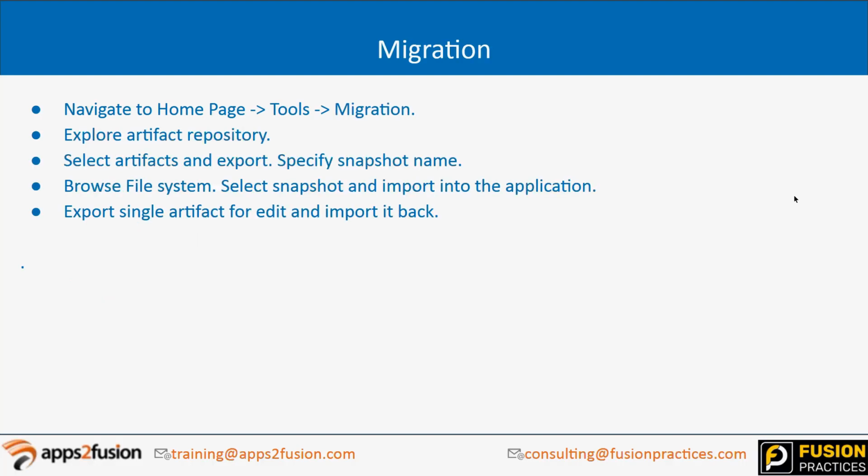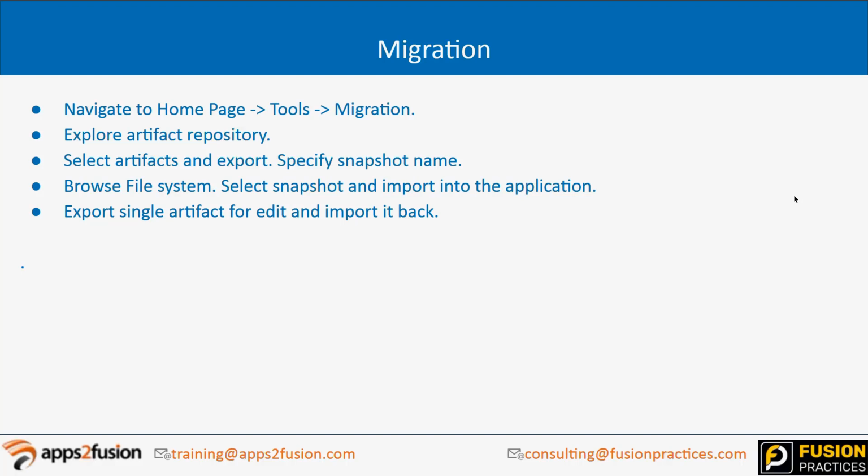Another topic I wanted to cover is migration. So if you are familiar with the on-premise Hyperion, we used to have a tool called LCM, Lifecycle Management. That tool is called migration in the cloud services. And all that it does is it has an artifact repository. Pretty much all the artifacts that you work with in FCCS is exposed as an artifact with a checkbox next to it in this migration.